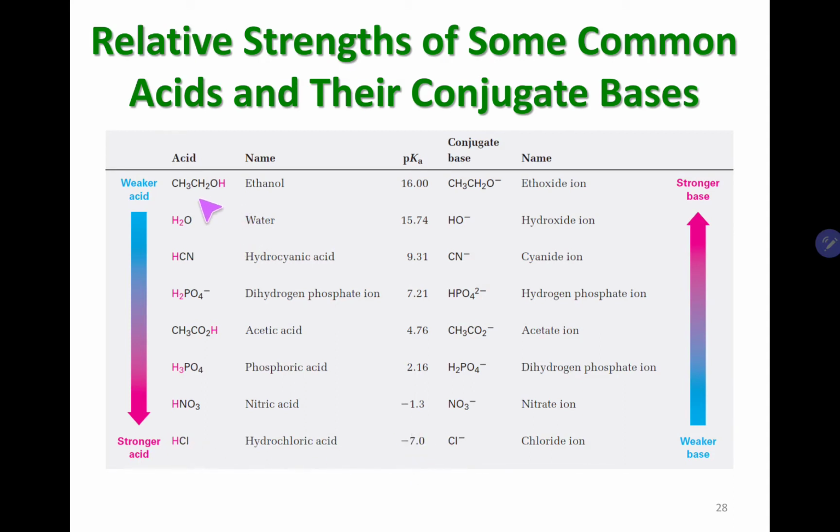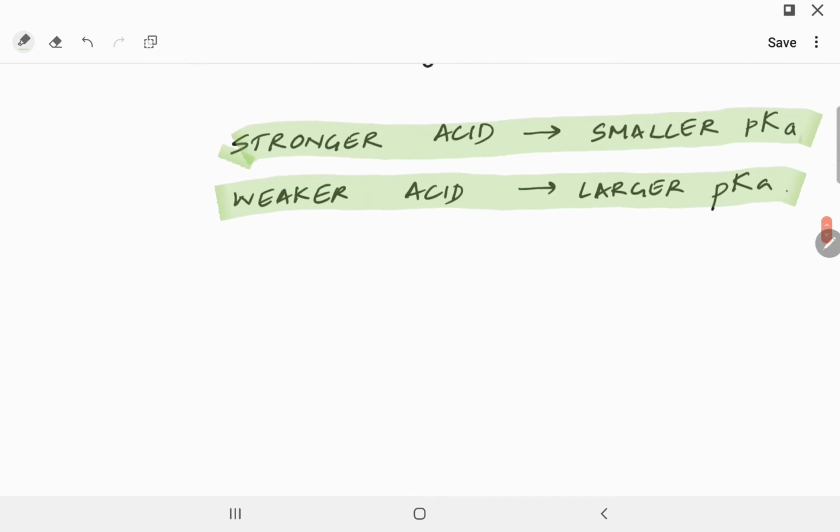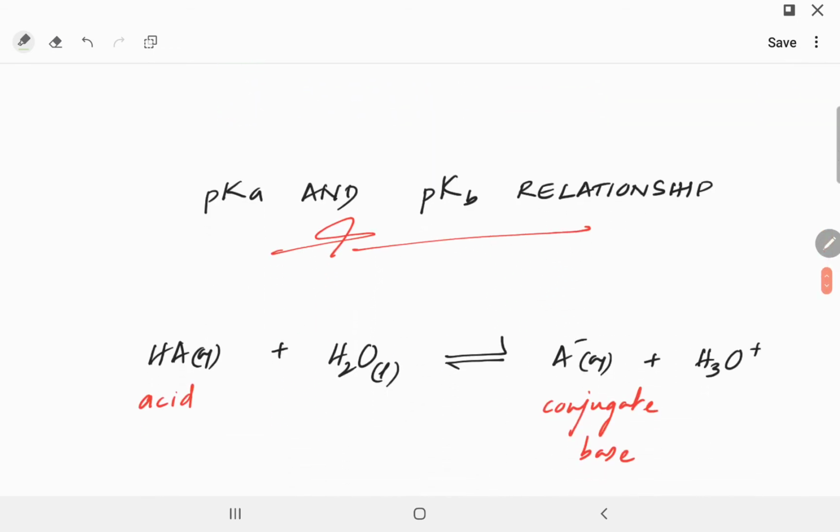But if you have a weak acid like water or even something like alcohol, they have very large pKa values. If you have a larger pKa value, the acid is weaker. If you have a stronger acid, the pKa value is going to be smaller. All right, with that, let's talk about the relationship between pKa and pKb.